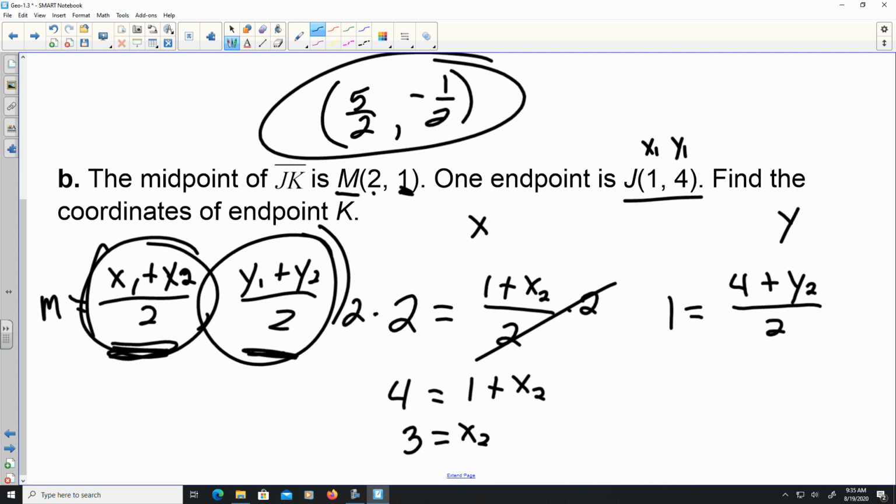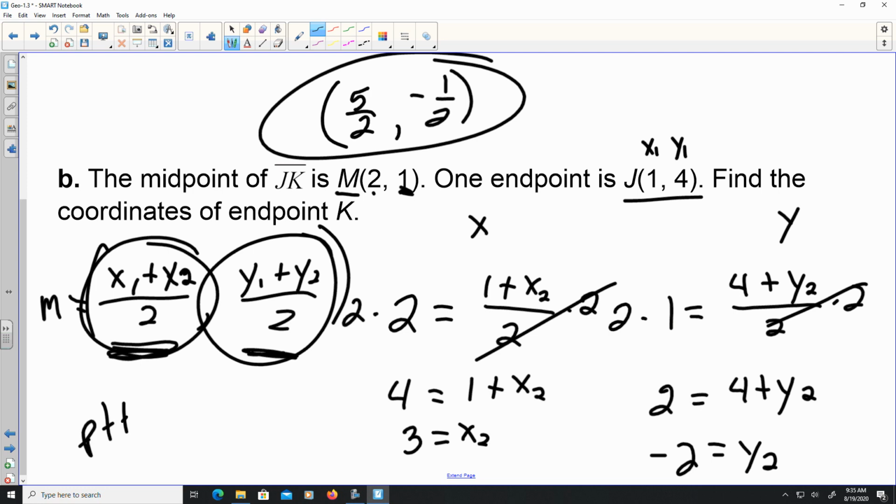Same thing that you did for x, you're going to do for y. You're going to multiply 2 to both sides. That's going to cancel. 2 times 1 is 2. This is equal to 4 plus y sub 2, subtracting 4 from both sides, so negative 2 equals y sub 2. So your point K is going to be equal to 3 comma negative 2.